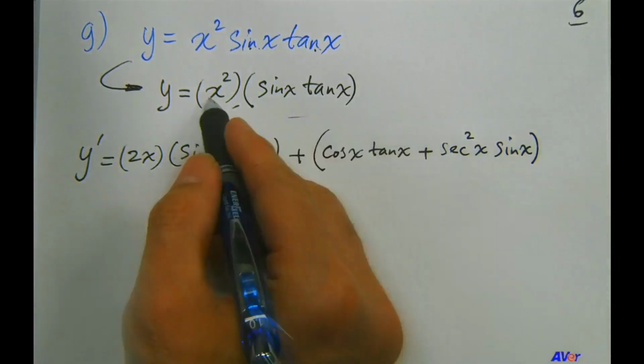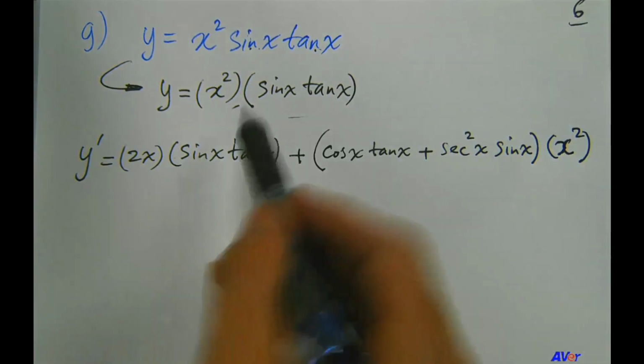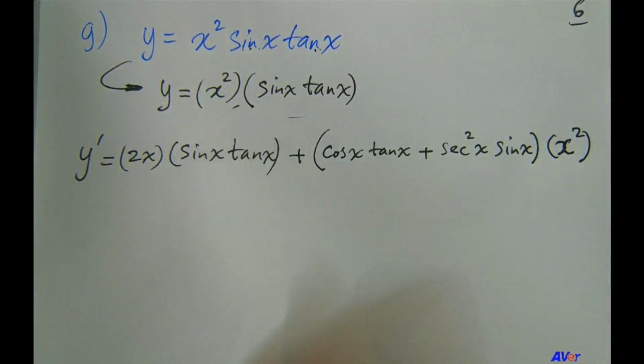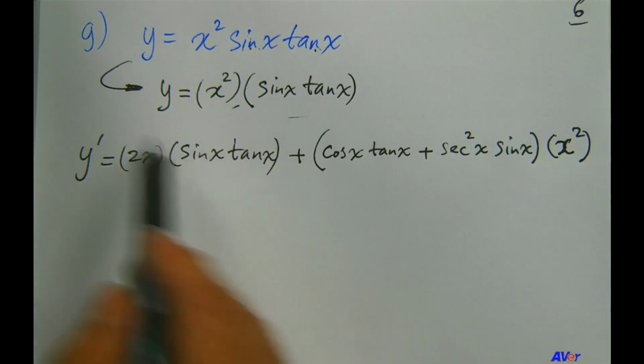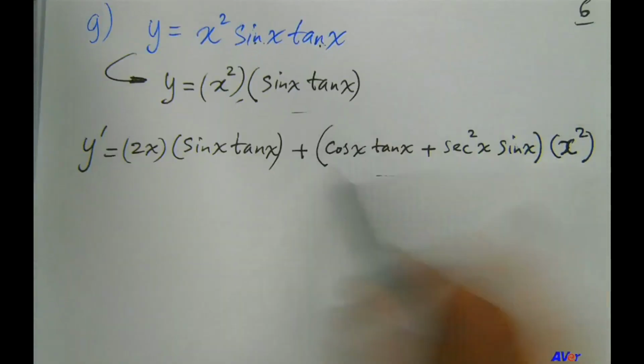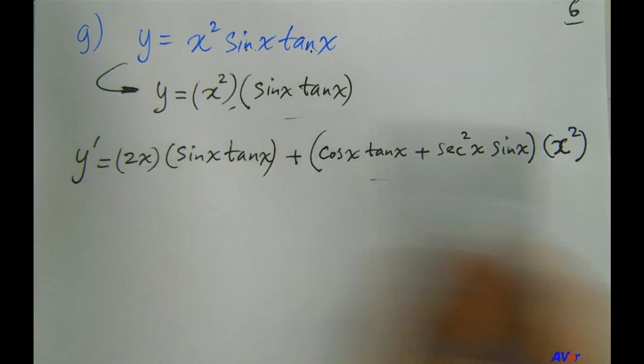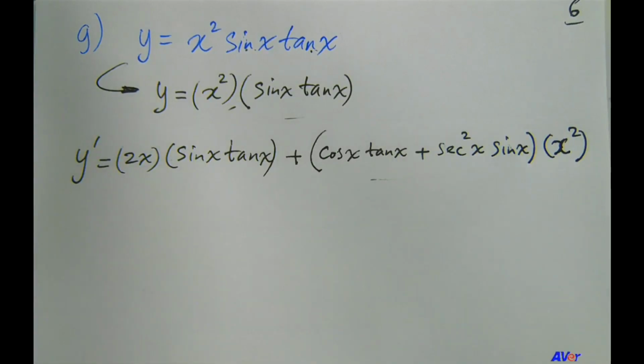All of that times, of course, x squared. So I hope you see that we've applied the product rule here twice. One time we did it to just these two, which is that. The second time we applied it to the whole thing. So that's how we applied the product rule twice.